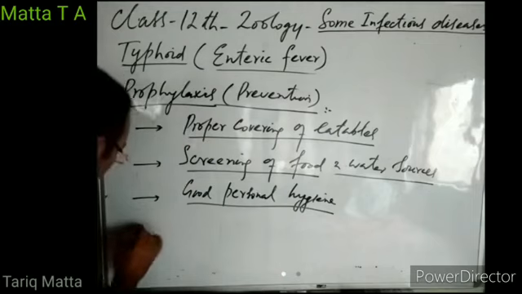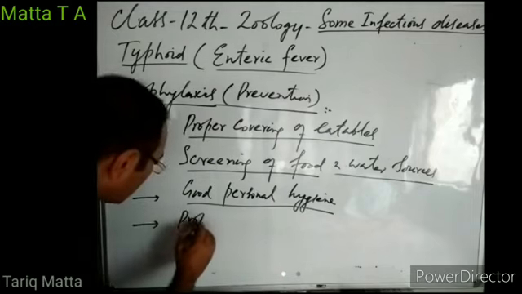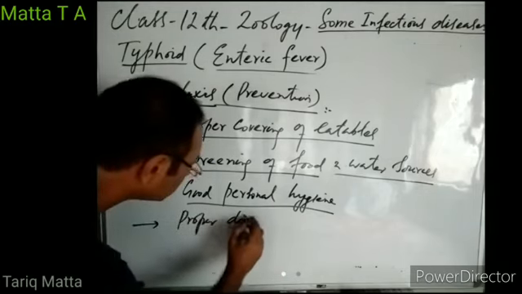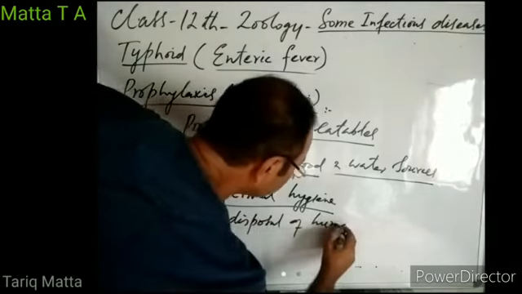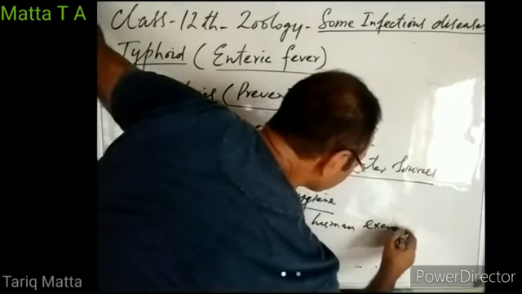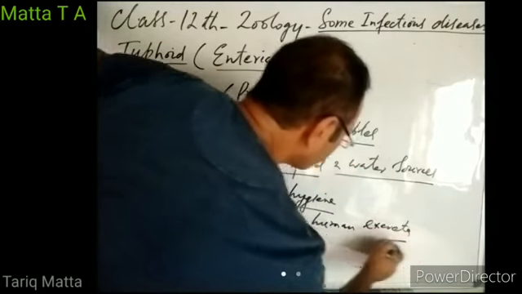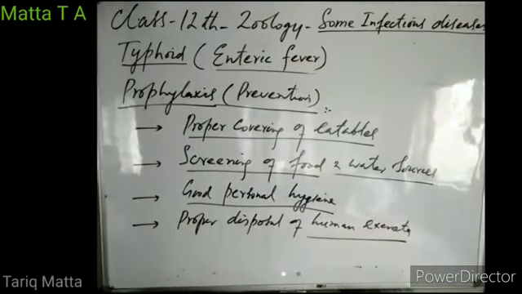Proper disposal of human excreta. It is very much essential because most of the bacteria pass into our food substances or water through human excreta. So that open type system of latrines should be strictly abandoned. That should be avoided. Human excreta must be properly disposed of.